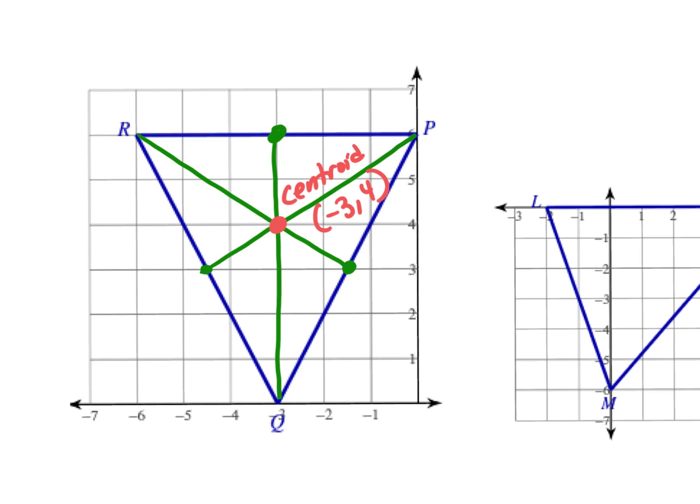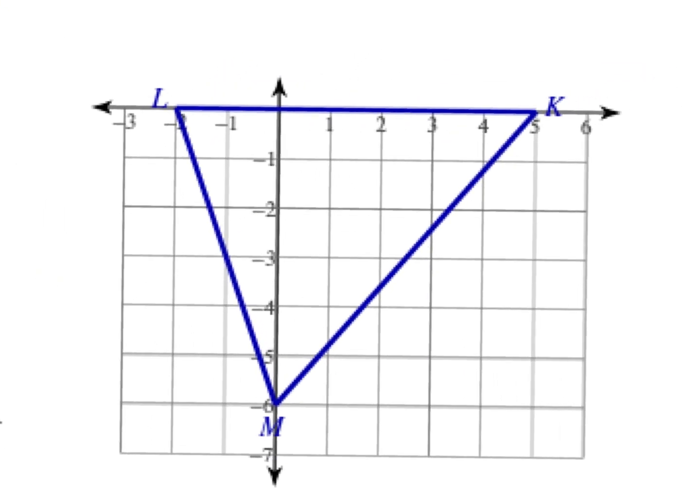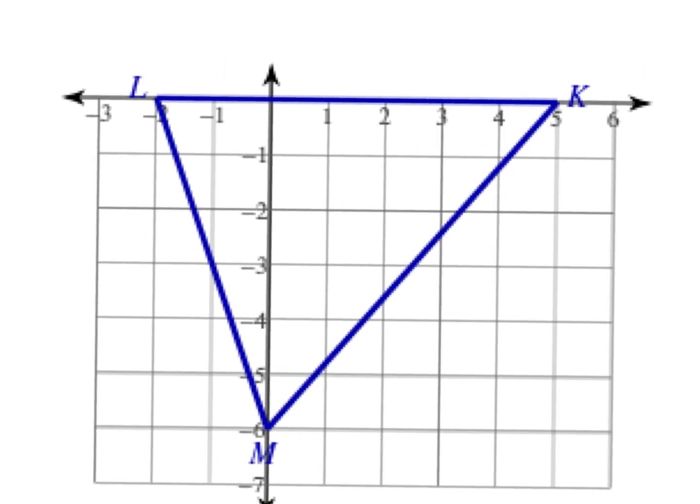Let's look at one more. Let's look at this guy. Let's look at LKM. So LKM, we have, well, I think LK is a pretty easy one to do. It looks like the middle looks to be about there. The opposite vertex is here, so there is my first median.